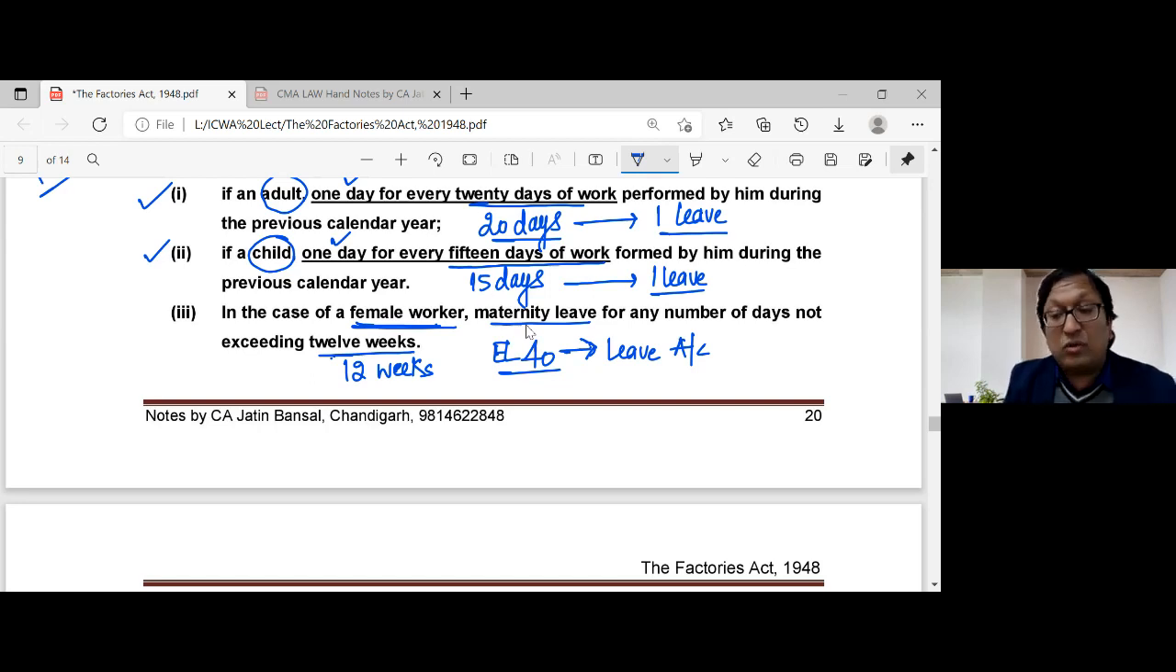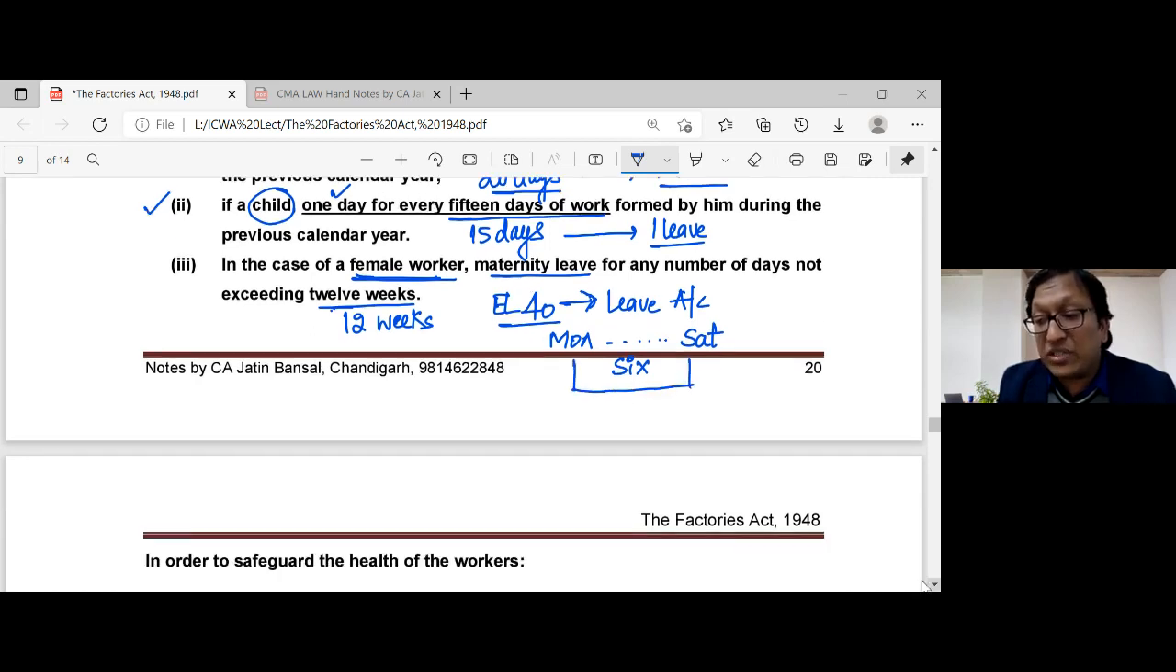So you now want a holiday for 10 days. And your factory works on a 6-day week, Monday to Saturday, these are 6 days. And you want a holiday for 10 days. You can't say, give me earned leave from Monday to Saturday.